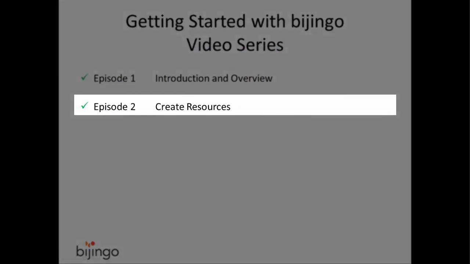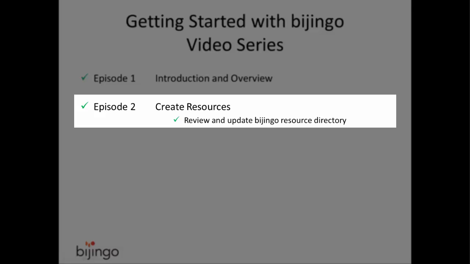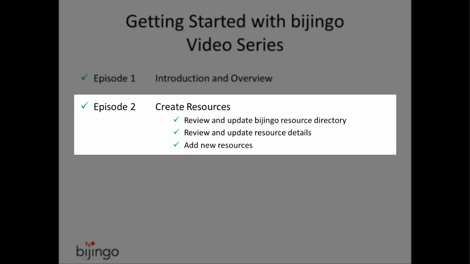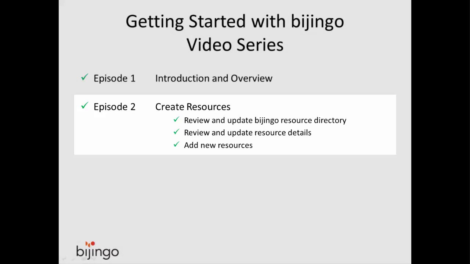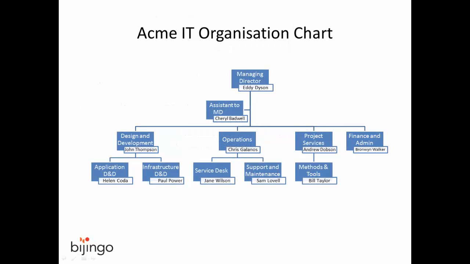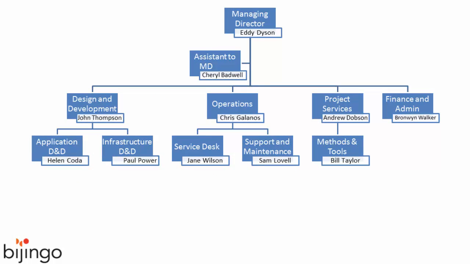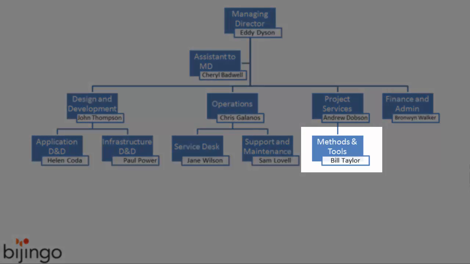In this episode, we will be reviewing the Bijingo resource directory and resource records, and we'll be showing you how to update and add to these. When you log into our demonstration environment, you will find the system is set up representing a company called Acme IT. Acme is the fictitious company we use to demonstrate Bijingo. When you log into Bijingo with the user ID and password provided, you will assume the role of Bill Taylor. Bill is the Bijingo administrator for Acme IT.